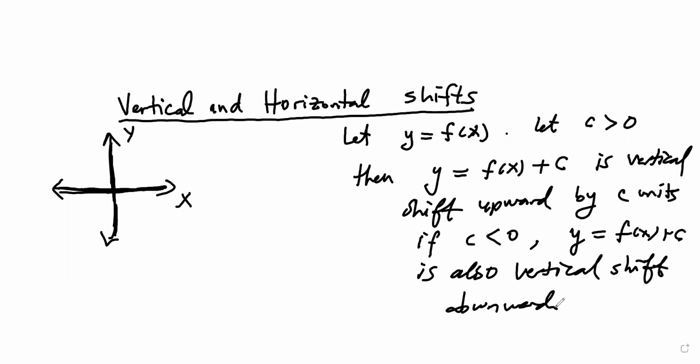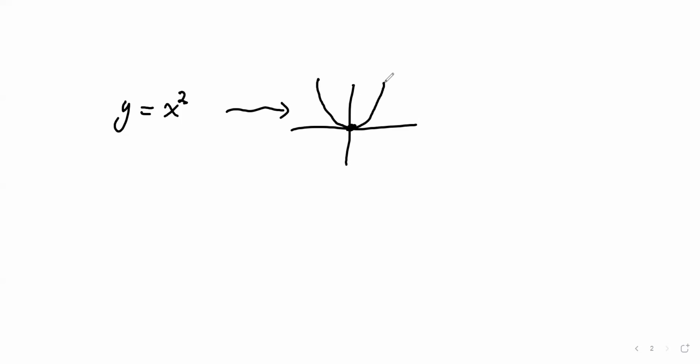Okay, I'll give you examples to illustrate this situation. Let's take this parent function. Let's say we have y equals x squared, which we know is a parabola. The vertex of this parabola is at the origin. If I add a number here, say x squared plus 2, then I'm just going to shift each point.